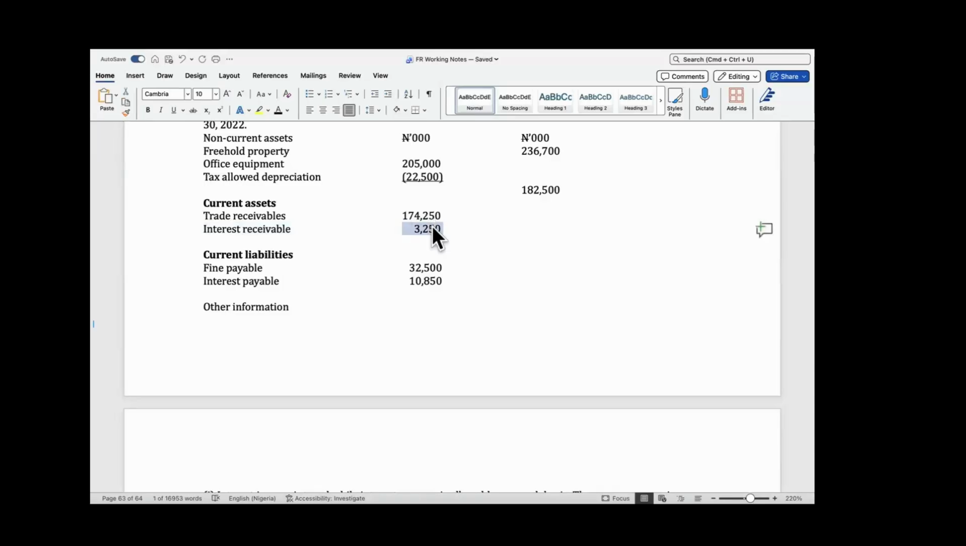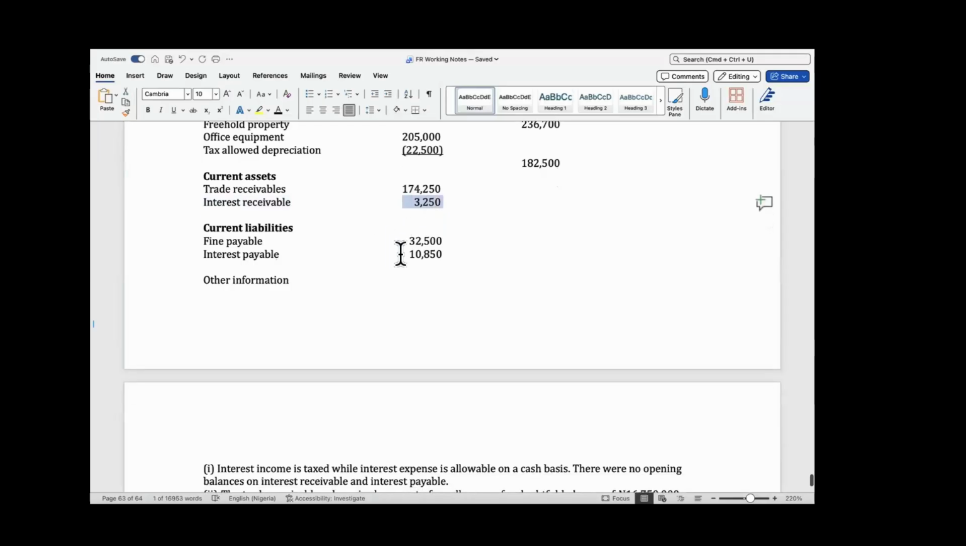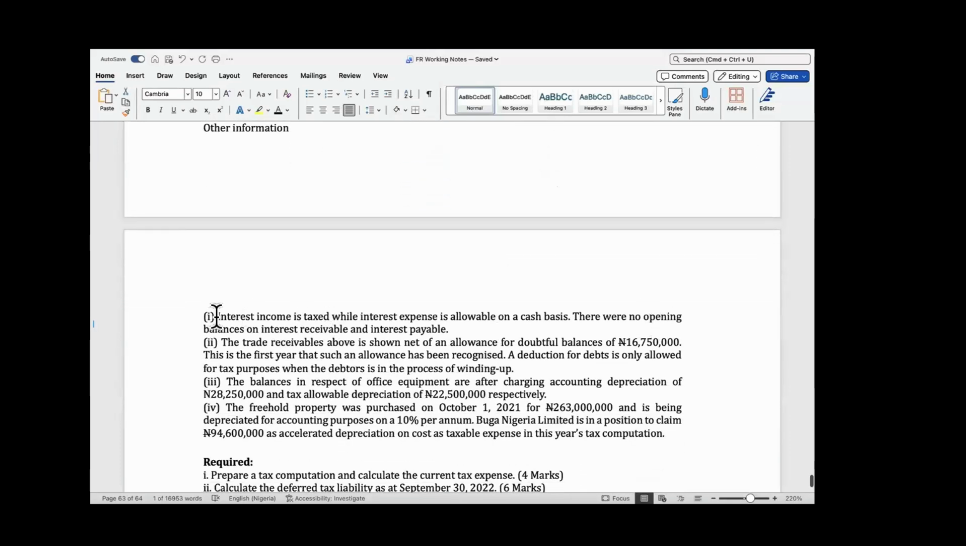So I will need to exempt that. This interest payable is also the interest expense for the year. I will need to disallow that. So that's what this is telling me.